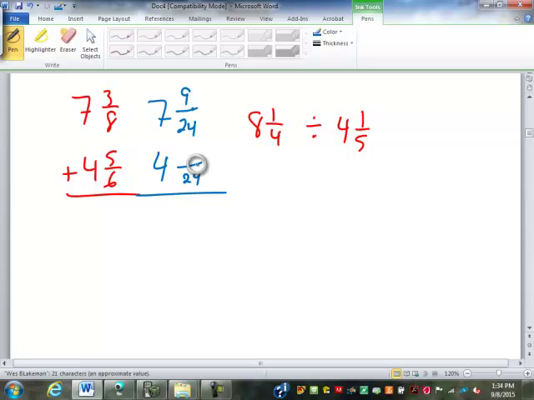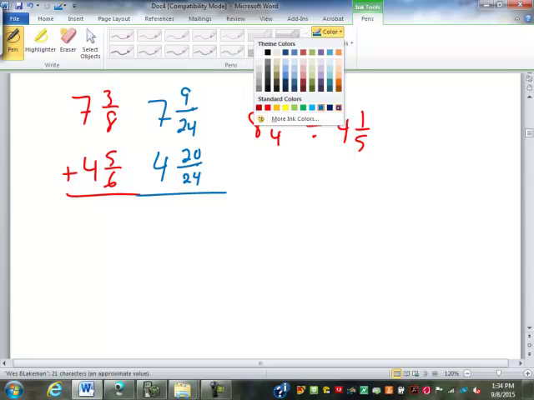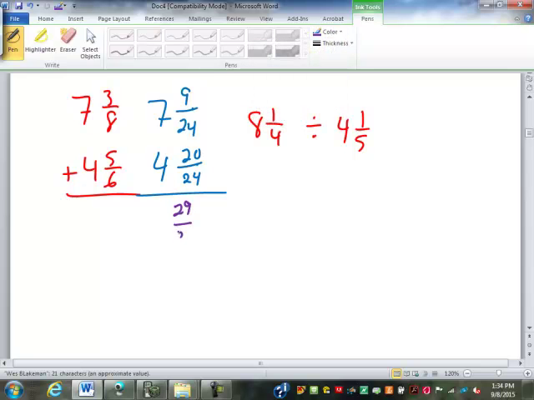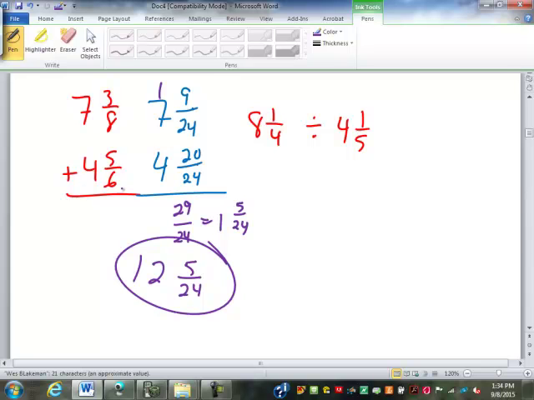And 20 times 4. So we add those together, we're going to get 29 24ths, which of course is 1 and 5 24ths. Perfect. So 5 24ths, carry the 1, that's 12. 12 and 5 24ths. How many of you got that? Cool.